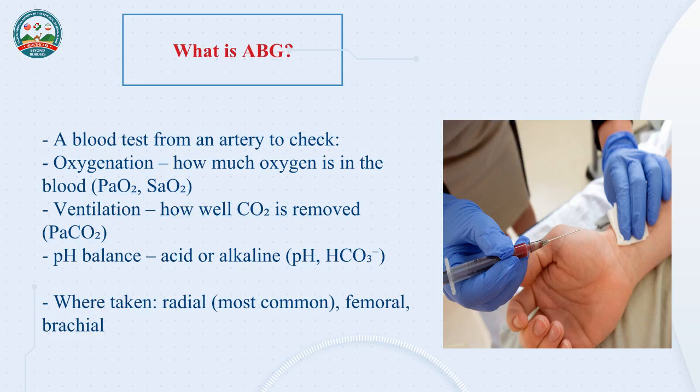So what is ABG? It's actually a blood test taken from an artery. It tells us three main things. First, how much oxygen is in the blood. Second, how well carbon dioxide is removed. And third, the acid-base balance of blood. The most common site for sampling is the radial artery, but sometimes we use a femoral or brachial artery.